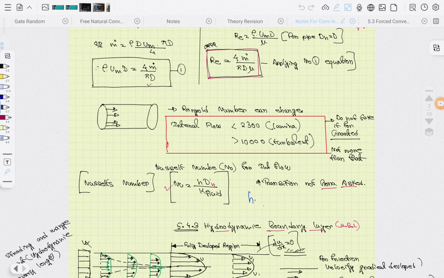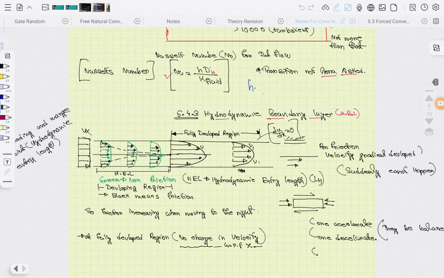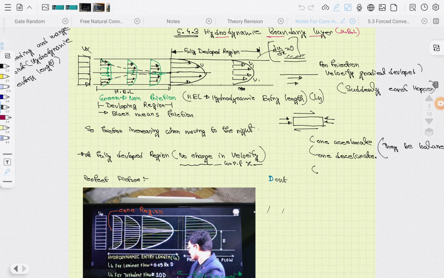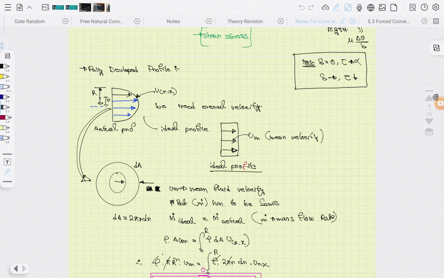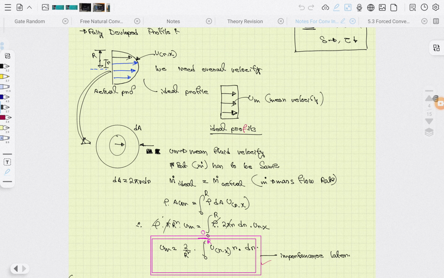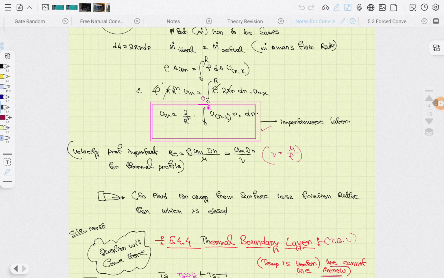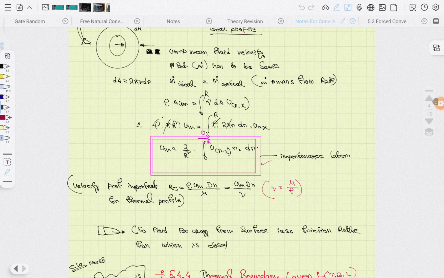So generally Nusselt number is hd by k, with hydraulic length, how the developing region and the velocity are changing. How the pressure and velocity difference and the shear stress are changing, that you can see. Fully developed laminar flow, and this is the mean profile. And equal to 2 by r square, integral from 0 to r of u r dr. So how is this coming? M dot ideal equals m dot actual.